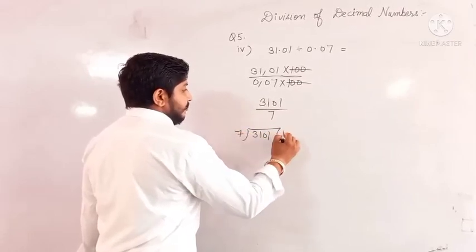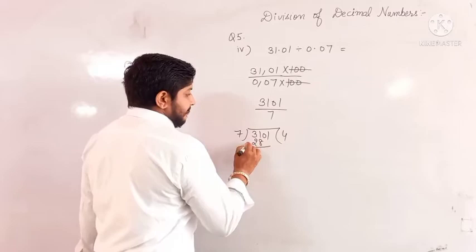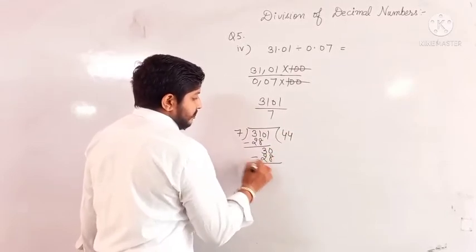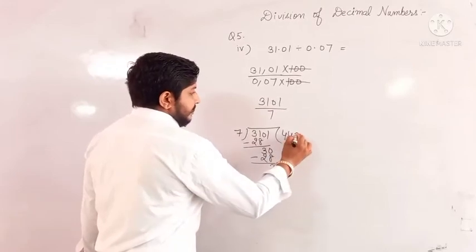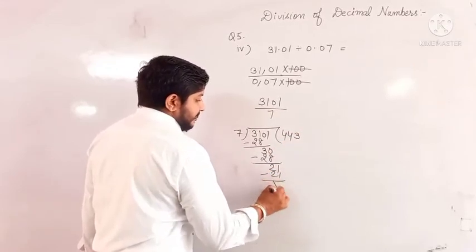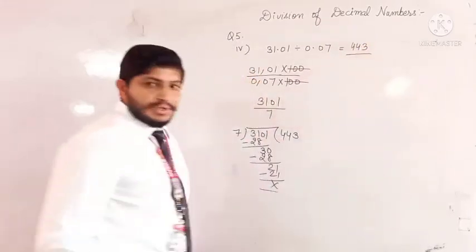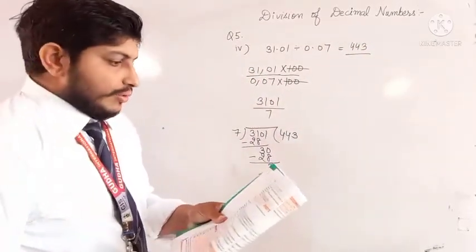3101 by 7. 7 4s are 28, subtract, 3, 0. 7 4s are 28, subtract, 2, 1. 7 3s are 21. So what answer comes? 443 is your answer. Okay. Next, question number 6.